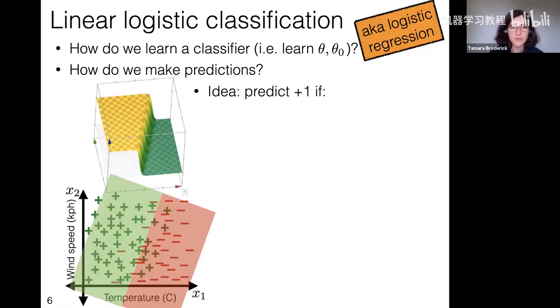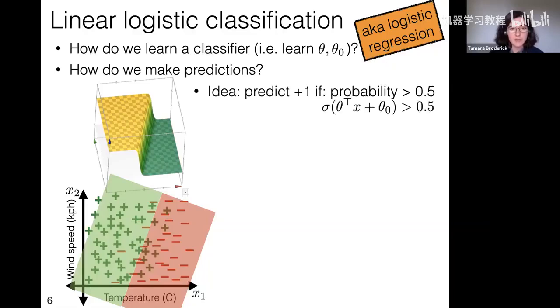Okay, so we need to decide whether we're going to predict +1 or predict the other option. And here's a way to think about it. Well, if we lose just as much by being wrong in either direction, we might say, hey, I'm going to predict +1 if it's more likely that I'm wearing a coat. So if the probability of me wearing a coat is greater than 0.5.